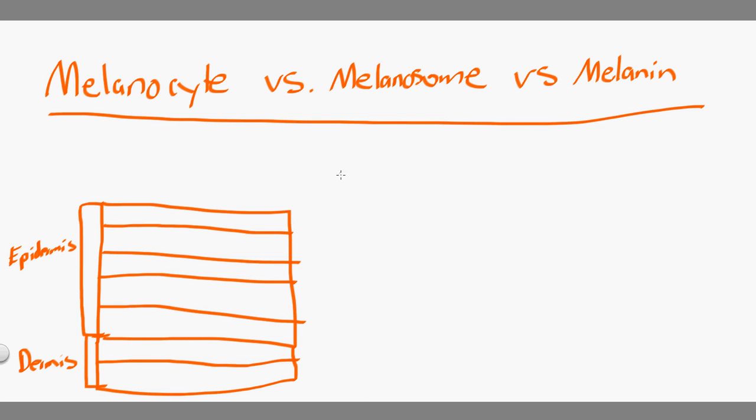Okay, so in this video we're now going to take a look at the difference between melanocyte, melanosome, and melanin. So the melanocyte, this is the cell. The word cyte means cell. And the melanocytes are located here in the stratum basal of the epidermis.